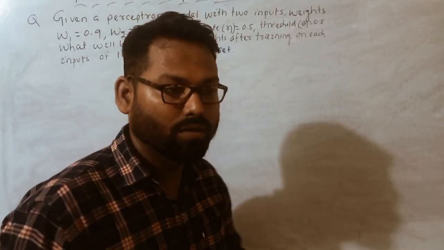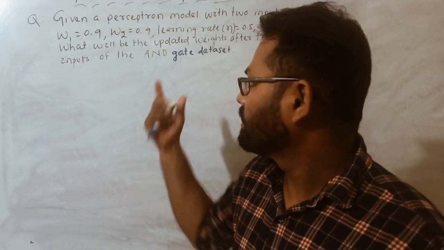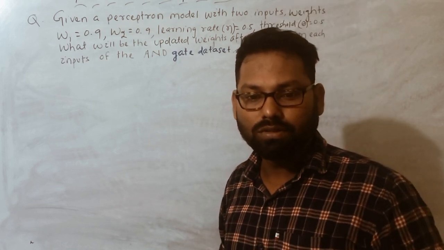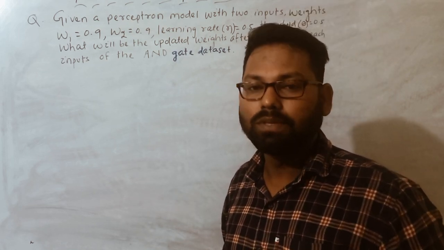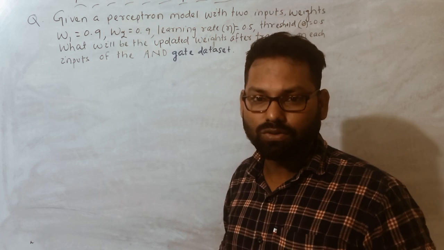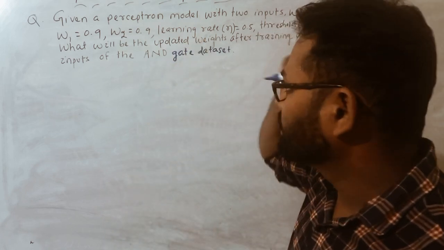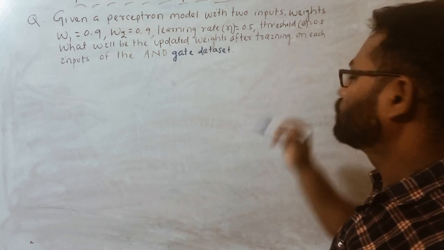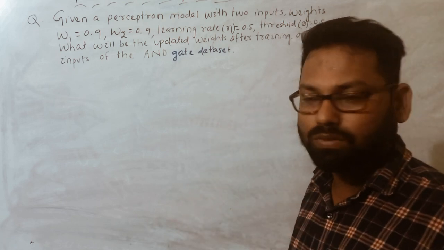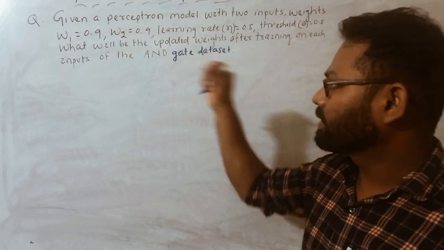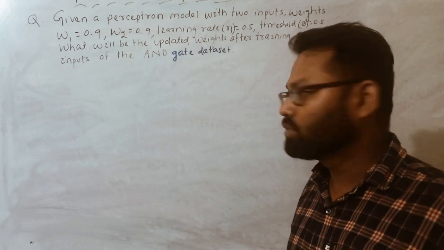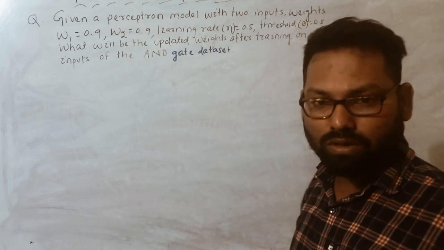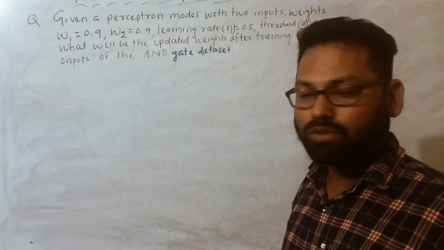Okay, so hello everyone. This is a question related to perceptron, and these are the possible questions in semesters, in university questions. Here you see, given a perceptron model with two inputs, and corresponding weights. Two inputs means you have to provide two weights, and the learning rate is also given, and the threshold value is also given.